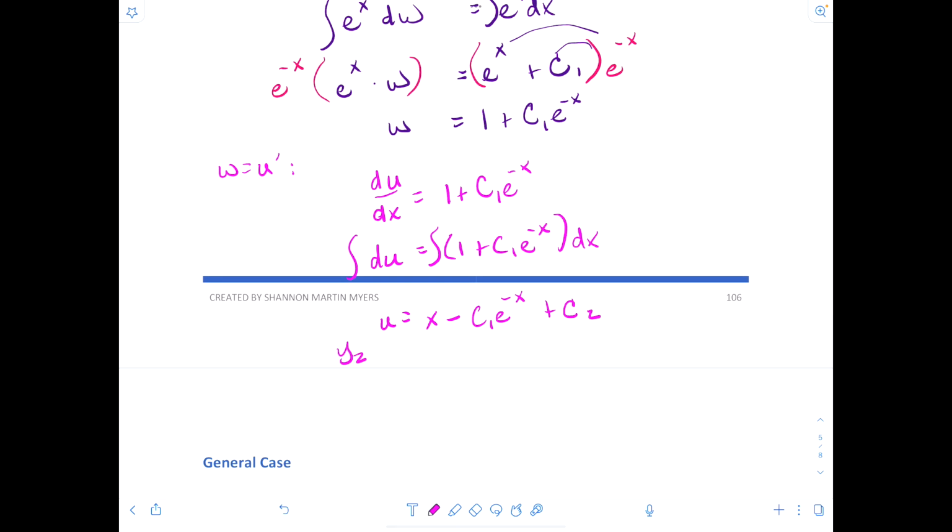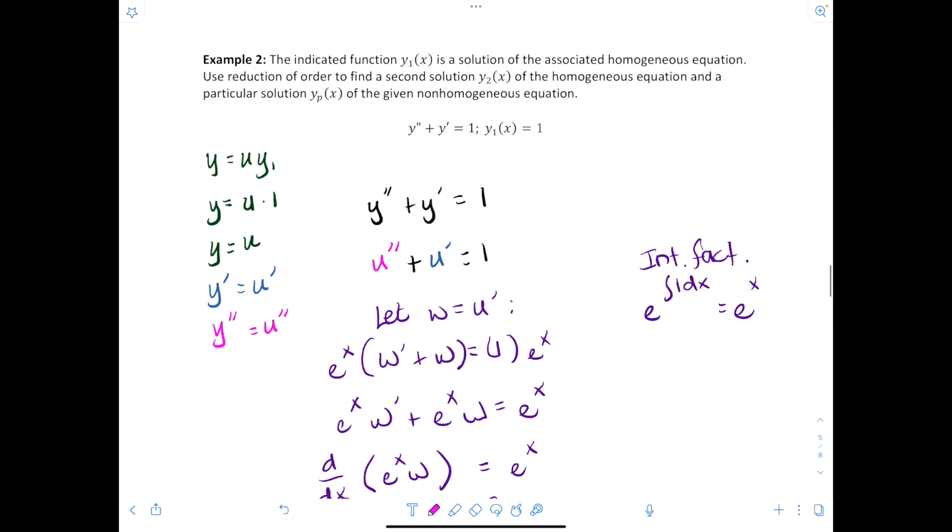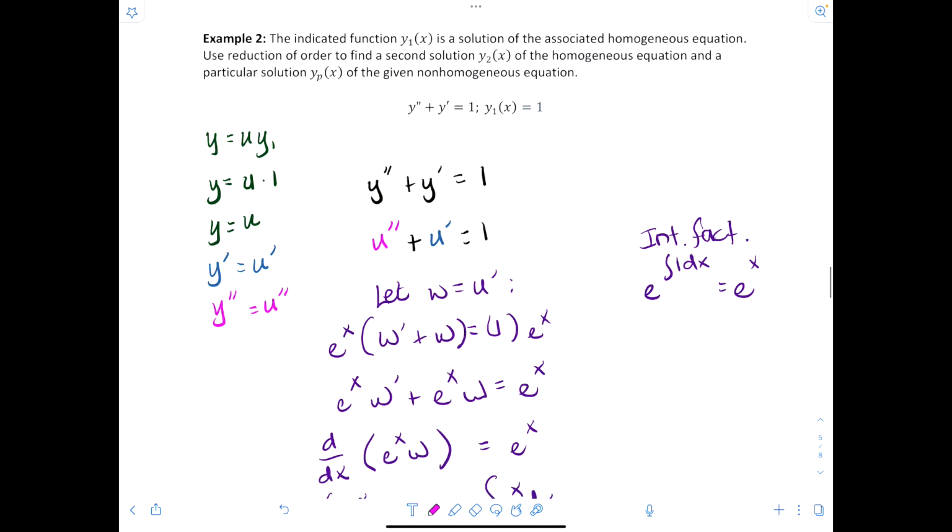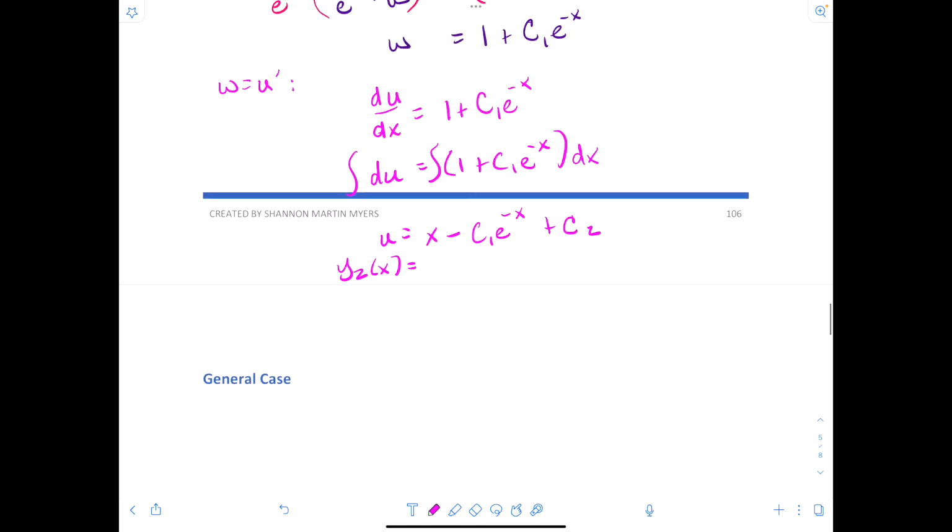So y2 at x is going to be equal to, and you can look and see what we had initially. We had a constant, right? So y2 at x we can have be equal to e to the negative x. And then the particular solution in terms of x is just going to be x.